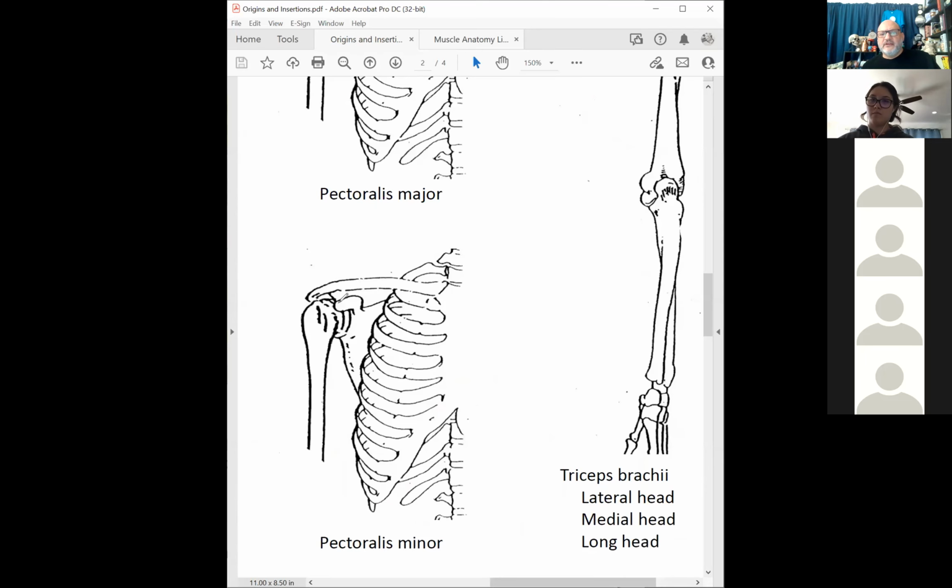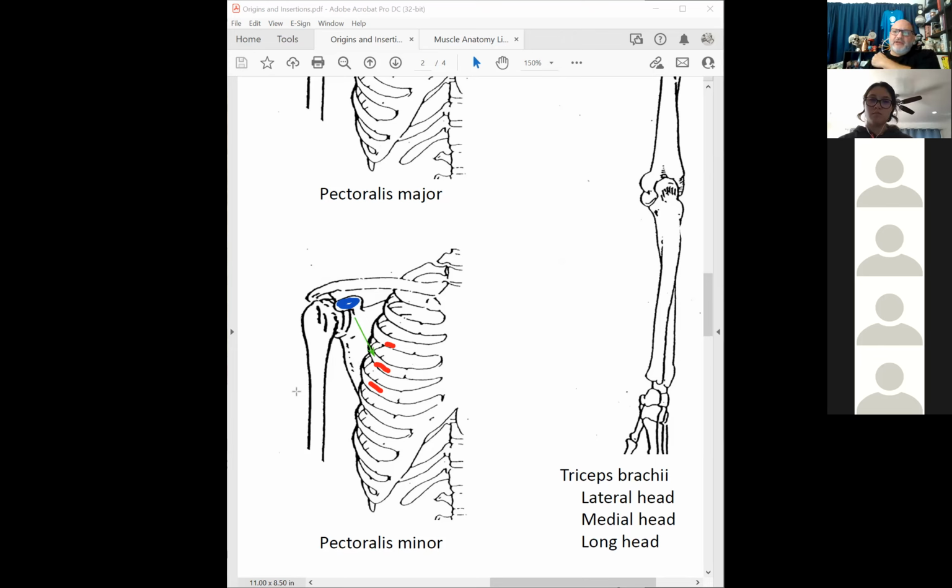So let's draw this again. There's our insertion. Here's our origin, 3, 4, and 5. And as we know, when a muscle contracts, we are going to bring, oh, way too big. We are going to bring the insertion towards the origin. So this muscle is going to bring the scapula down.